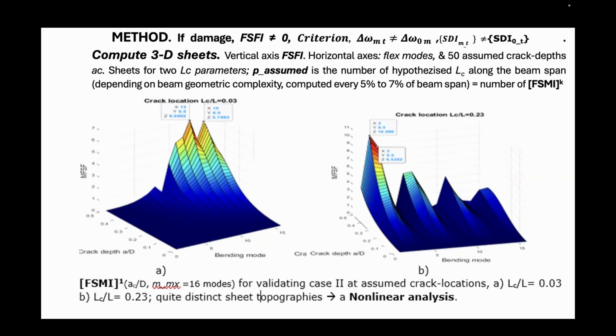Now, this axis is the depth of the crack, and this one is the mode numbers. What I did is to automate 50 calculations. For every 1% of the depth of the crack, there would be an index that you can compute for each mode. So if you interpolate, you come up with this surface or this surface, depending on where you assume the crack would be.